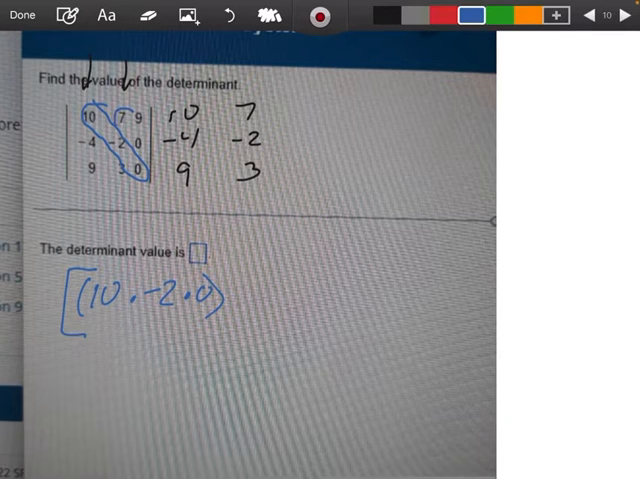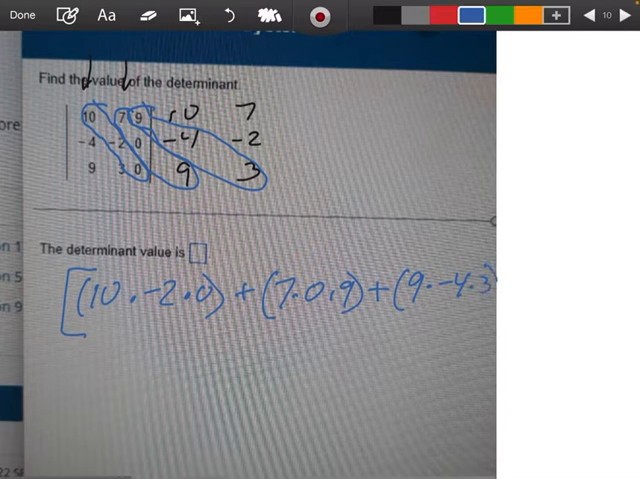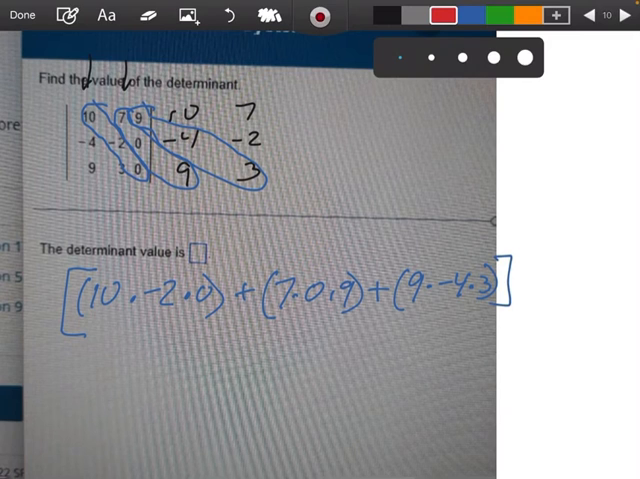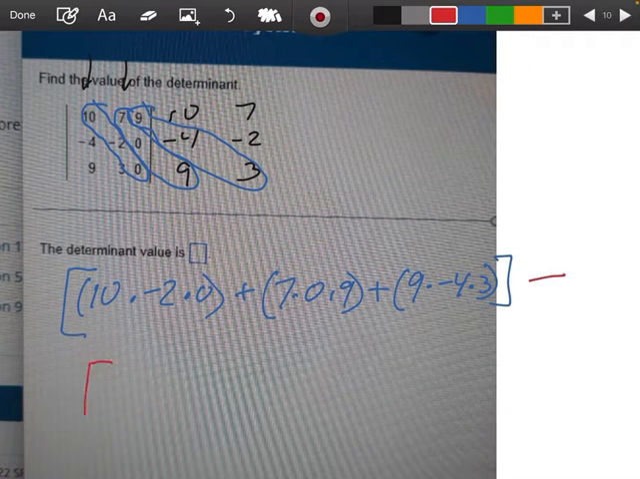Then I'm going to go along this diagonal, okay? So add 7 times 0 times 9, okay? And then I'm going to add along this diagonal right here, which is 9 times -4 times 3, okay? And then now we are going to subtract. And let me show you how I'm going to do the subtracting part.